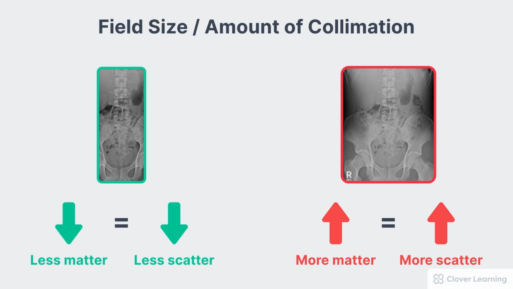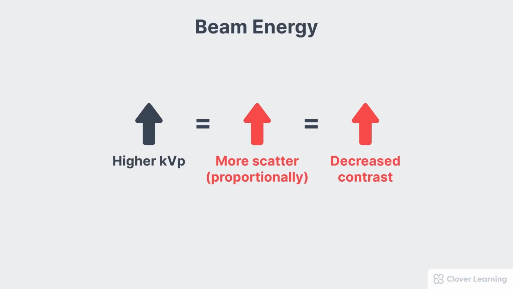One more factor that influences the amount of Compton scatter taking place is the beam energy, which of course is controlled by the kVp. If we increase the kVp, this proportionally increases the amount of scatter reaching the image receptor and therefore decreases the total image contrast. The ideal situation would be to have as little scatter reaching the image receptor as possible.